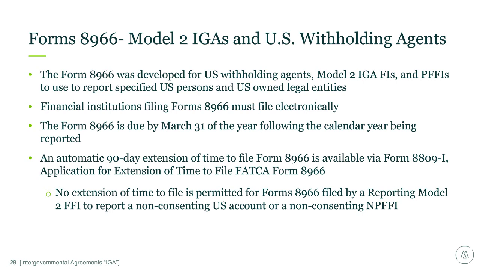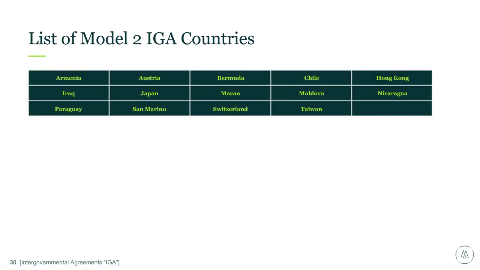So here's your list of Model 2 IGAs. I think when this first happened, I was surprised to see things like Switzerland on there, since they had for so long been a secrecy jurisdiction. But I think that ship has sailed for them, and they, along with the other countries on this list, will allow direct reporting of the FATCA information to the IRS using the IDES system.